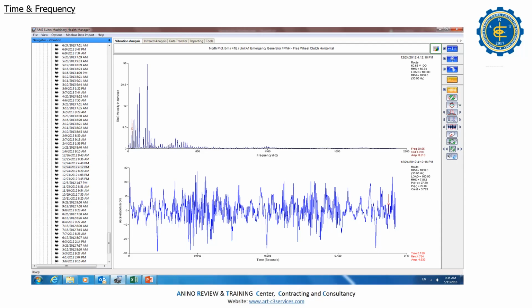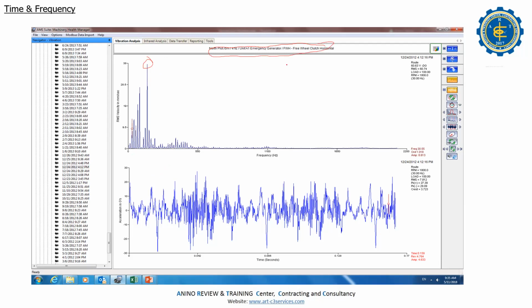See this one, it becomes 38. What is this one? That is 2x. And we have 1x side bands here, at 1800 RPM. So what is this one? This is the clutch, the free wheel clutch. You know this clutch?